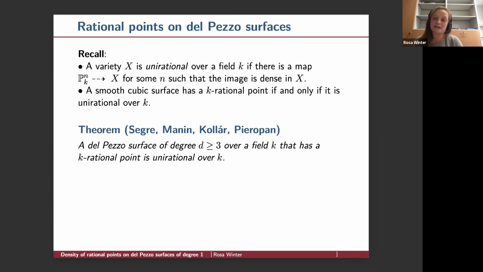This is again the consecutive work by Segre, Manin, Kollár, and Pieropan that any Del Pezzo surface of degree at least 3 over a field K that has a k-rational point is unirational. So as soon as you have one rational point, you're unirational. And the degree 2 case is almost finished.